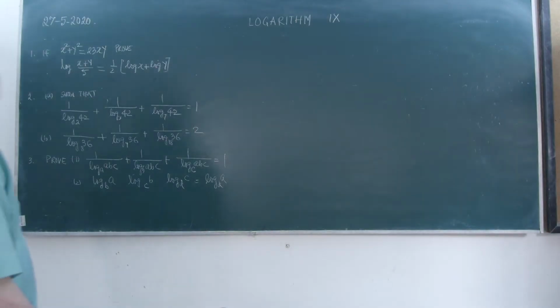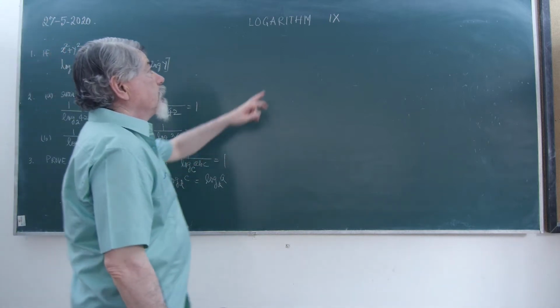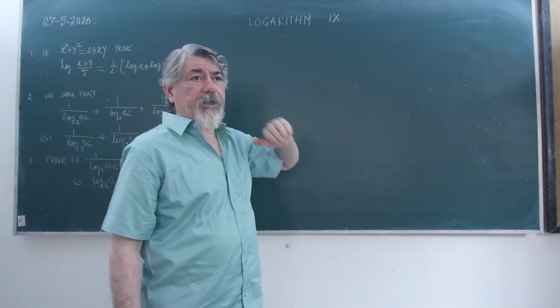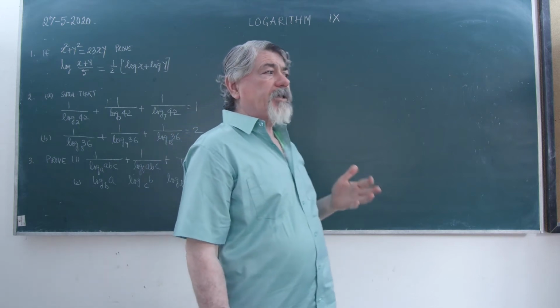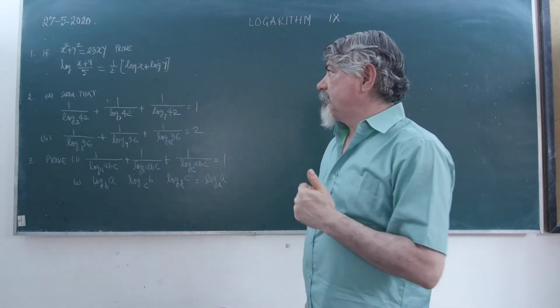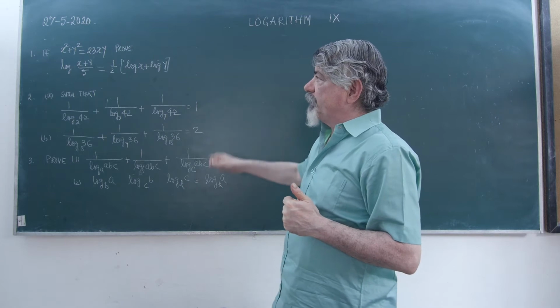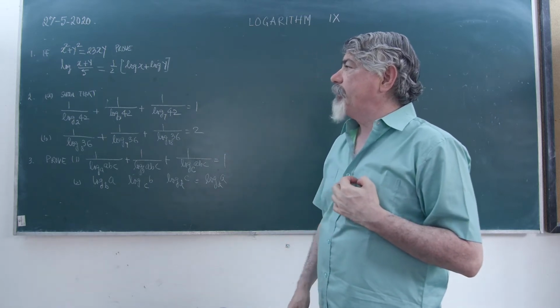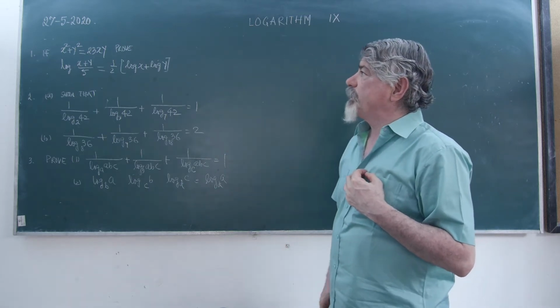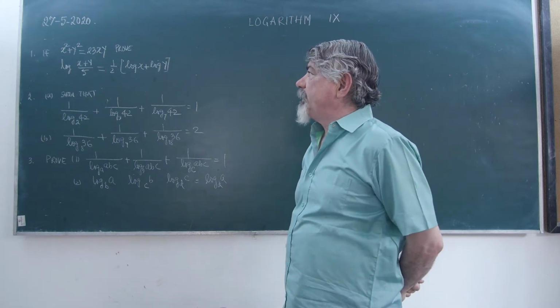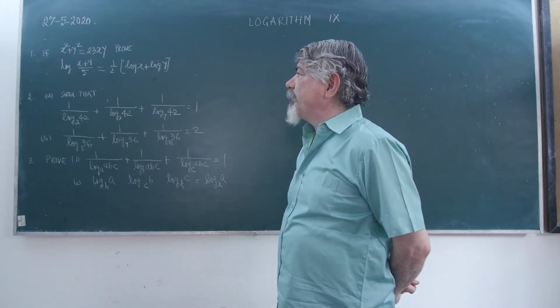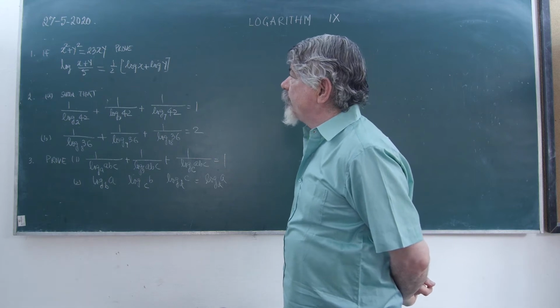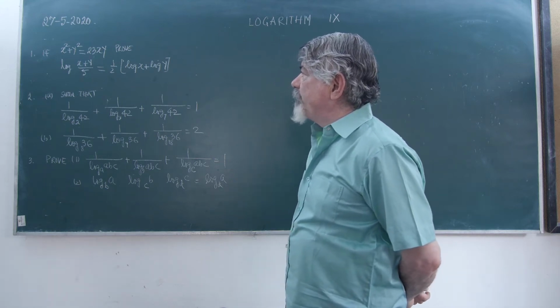We're going to do work on logarithms for standard 9th. We have a few questions based on the things we have learned, and let us see this question. In question number 1, if x square plus y square is equal to 23xy, then prove log of (x plus y) upon 5 is equal to 1 upon 2 (log x plus log y).